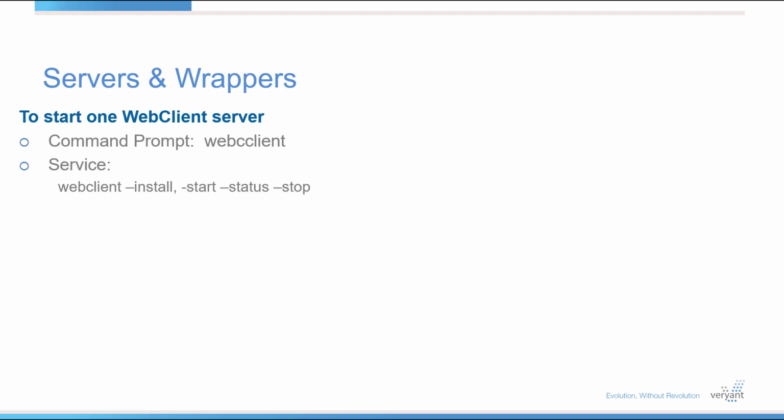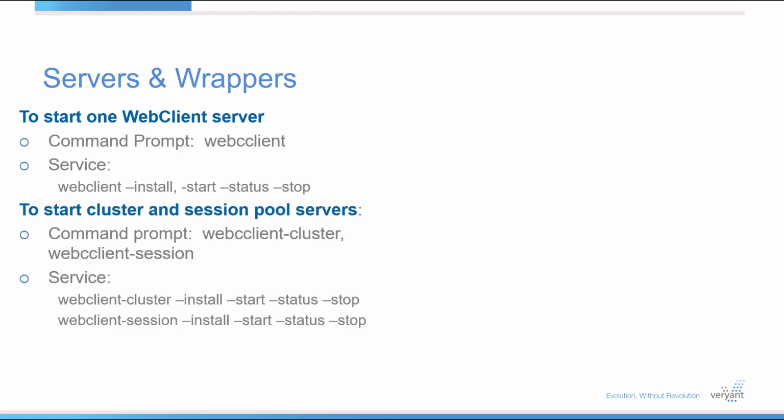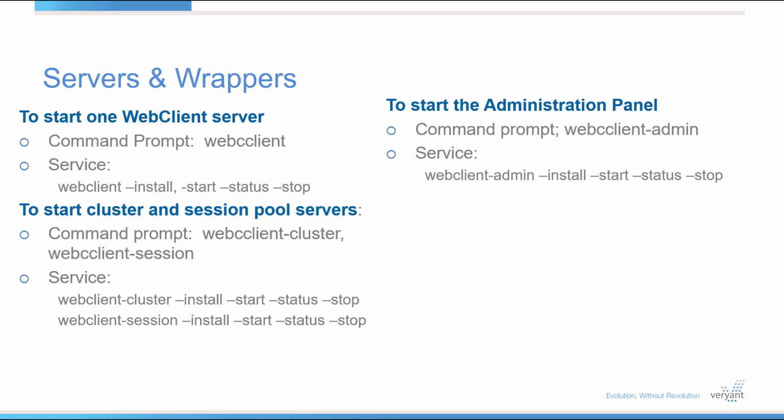There's a lot of different services and wrapper names to remember, so here's a breakdown of the ones that you might need. First, if you only need one web client server, just as in the past, you can start the service from a command prompt using WebClient or as a service using WebClient. If instead you want to use the load balancing and start a combination of cluster and session pool servers, then you would use WebClient-cluster and WebClient-session from the command line, or Web Client Cluster and Web Client Session services. And to start the administration panel, use WebClient-admin from a command prompt and WebClient-admin to start the service. So let's get started and set one up.